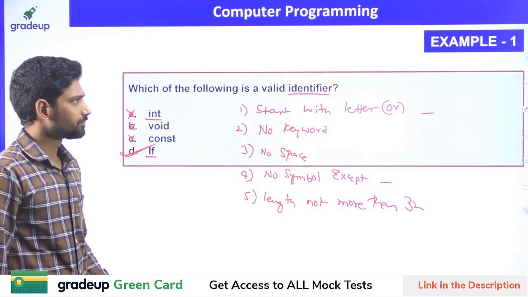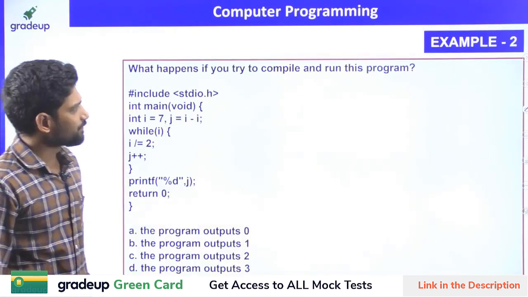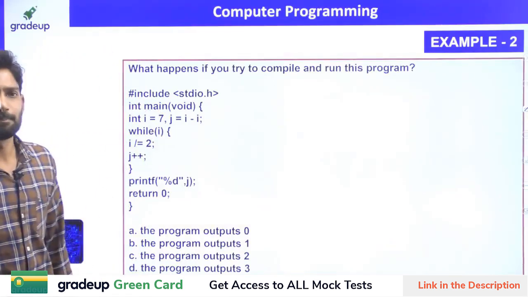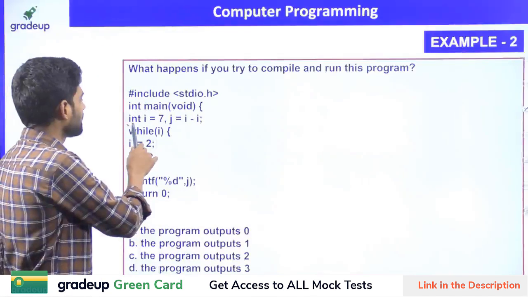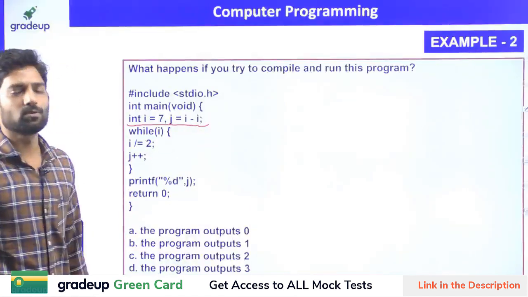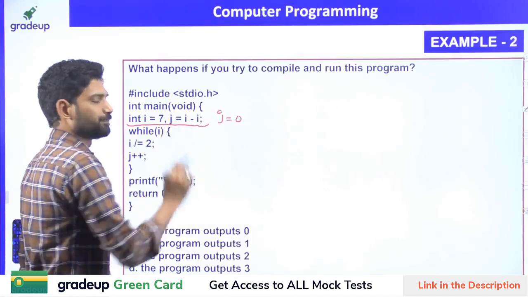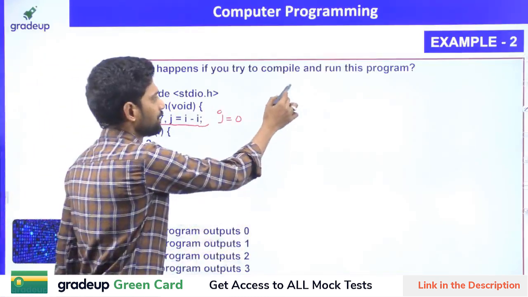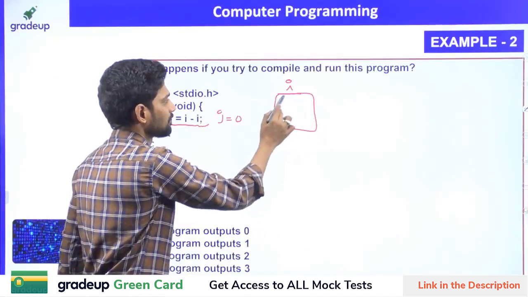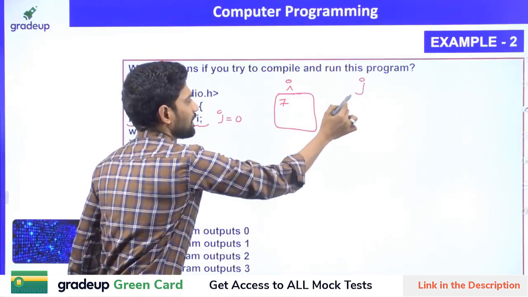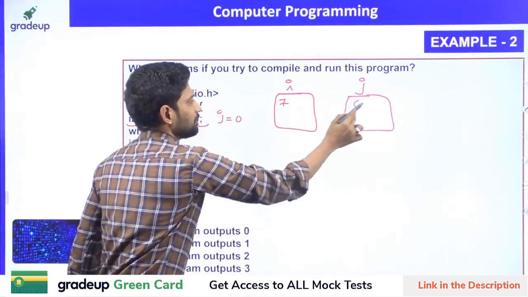Next question: what happens if you try to compile and run this program? Int i is equal to 7, j is equal to i minus i. So what would be j? 0. So i value is 7 and j value is 0.